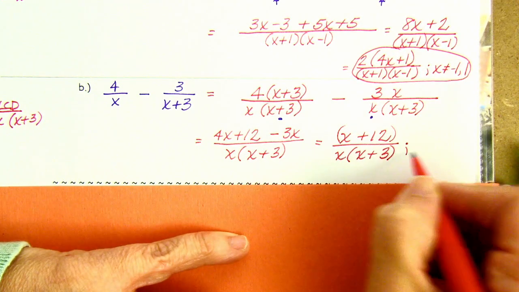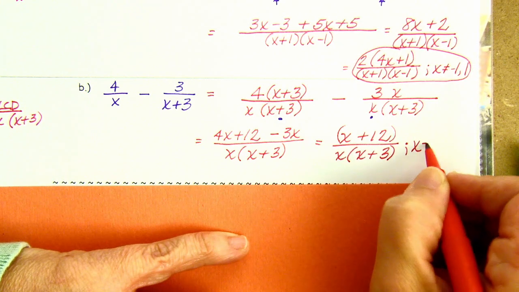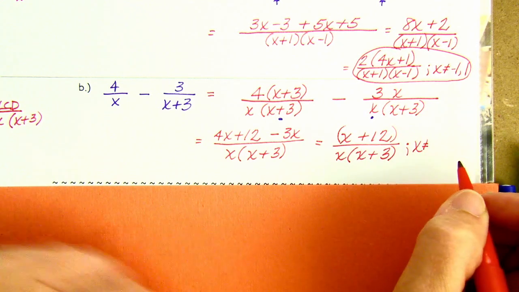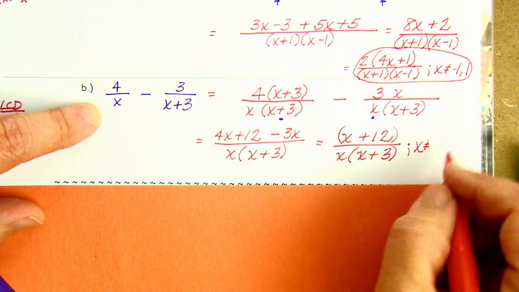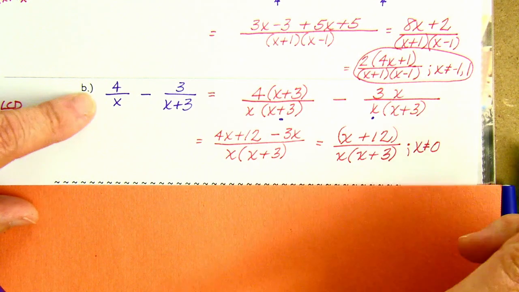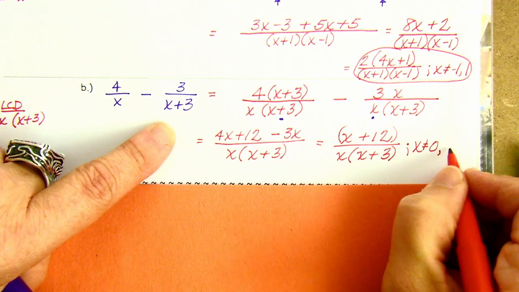The only thing left to do is list what your denominator is not allowed to equal. Here, of course, it can't equal 0. When x is by itself, it itself cannot equal 0. And over here, x can't be negative 3.